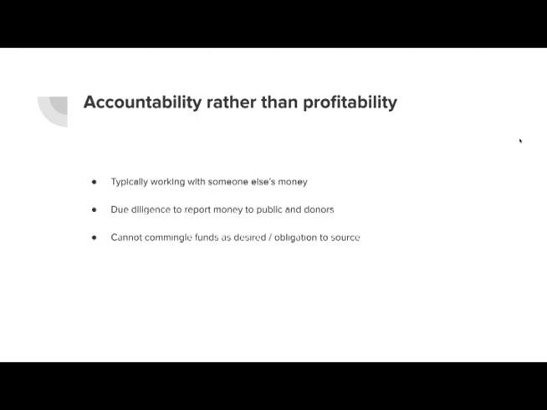Accountability rather than profitability. So a couple of quick notes on this. Again, typically accountability means that you are working with someone else's money. You have a due diligence to report that money back to the public and to the donors that gave it to you in the first place. And you cannot commingle funds as desired. You have an obligation to the source.